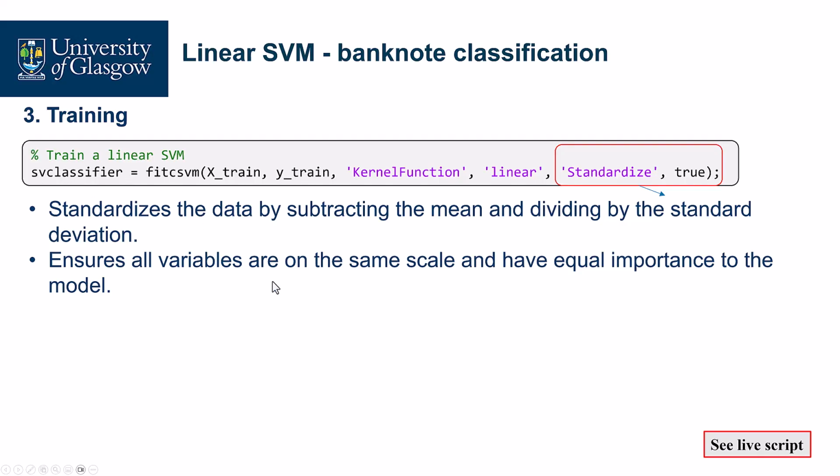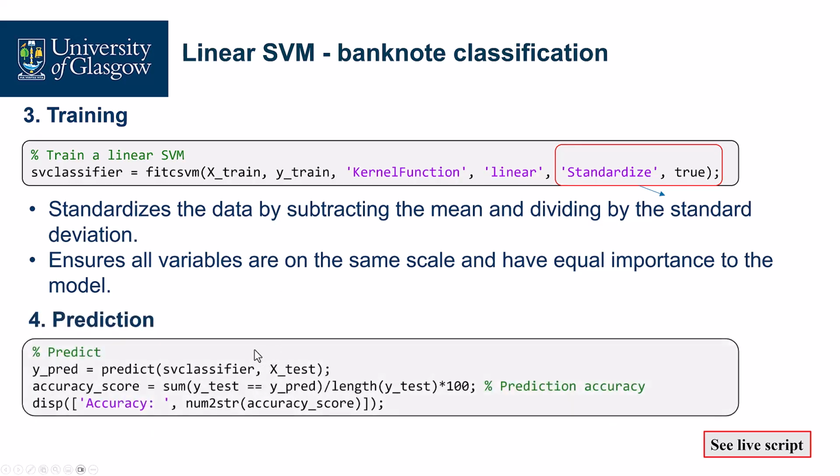The next is to do the prediction. For prediction, we apply the SVM classifier object to the test data X test. Then we get the Y pred. Then we calculate the accuracy. We can see the accuracy is 97.18. This means that the trained linear SVM is quite good, so it can be used.